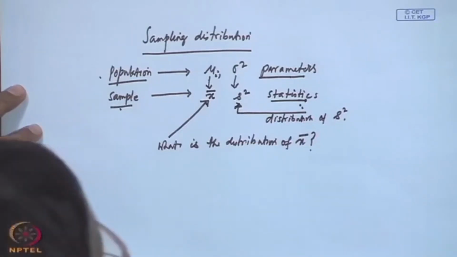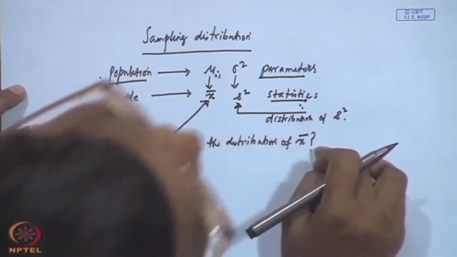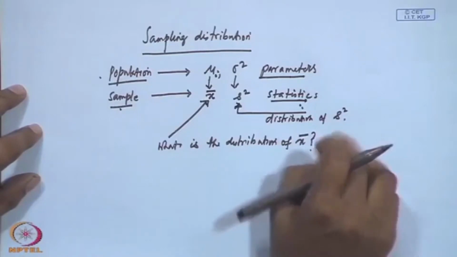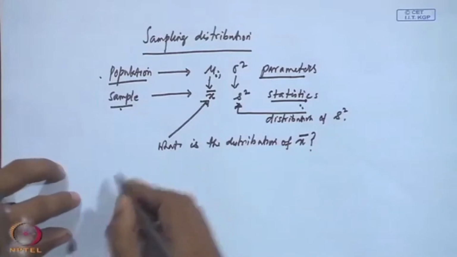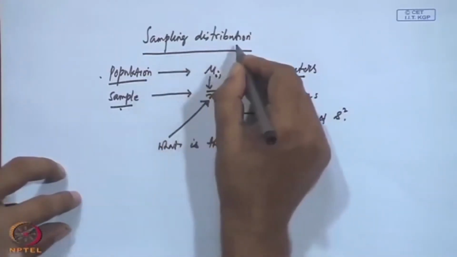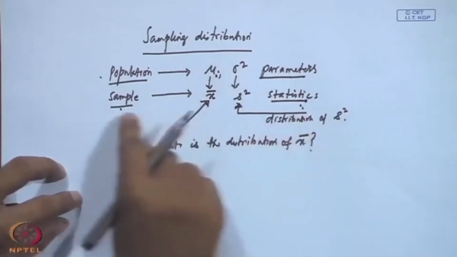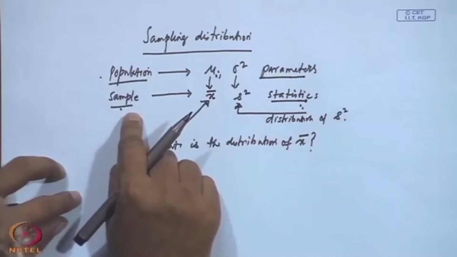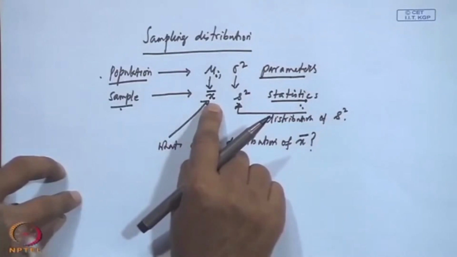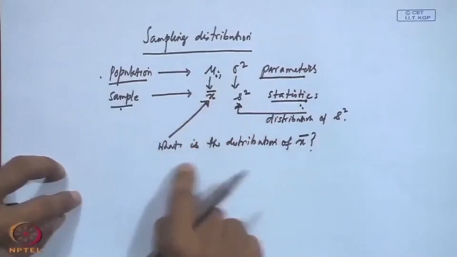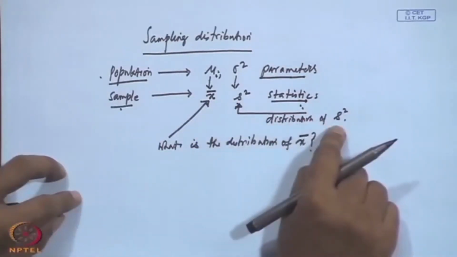Getting me? The distribution of a statistic is known as sampling distribution. So when we talk about sampling distribution, we talk about the distribution of a statistic computed from the sample. Here x bar is a sample statistic. What is the distribution of x bar? Similarly, S square is a sample statistic. What is the distribution of S square?